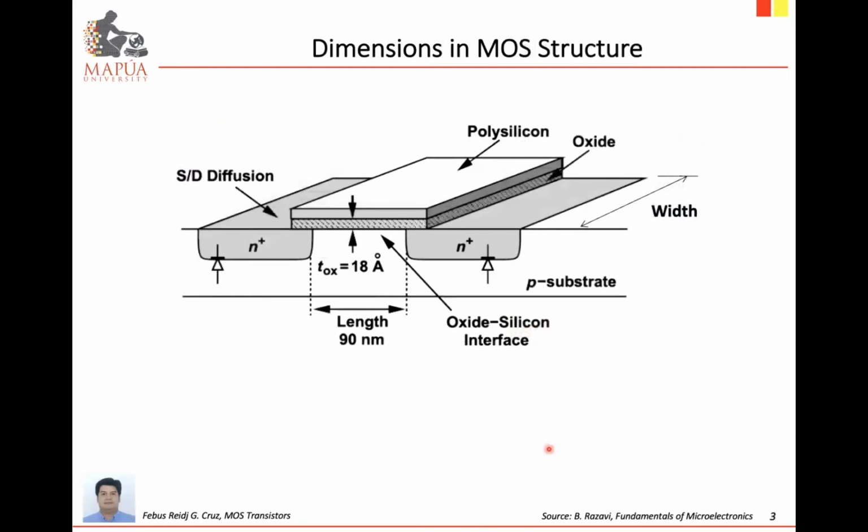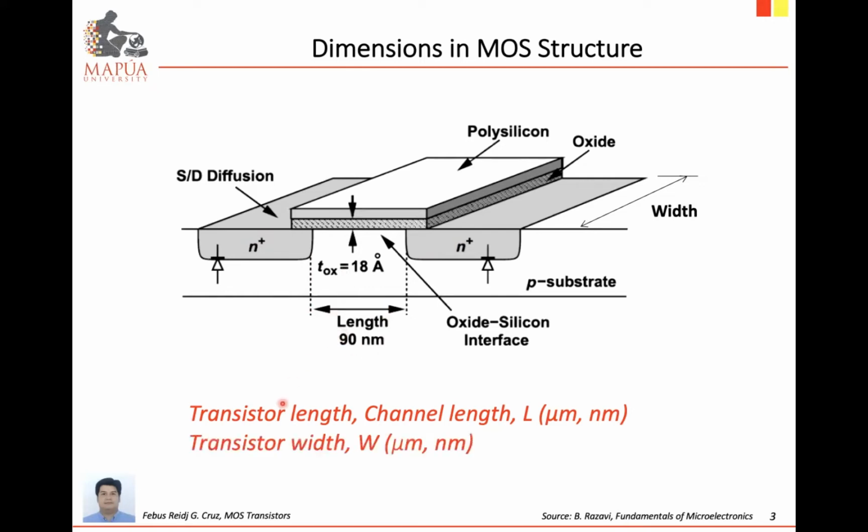In terms of dimensions, these are the important dimensions in the MOS structure. The first one is the transistor length, which we also call device length or channel length. That is symbolized by letter L, and it is typically in micrometers, microns or nanometers. The channel length is the spacing between the drain and the source diffusion regions. In this example, the transistor length is 90 nanometers.